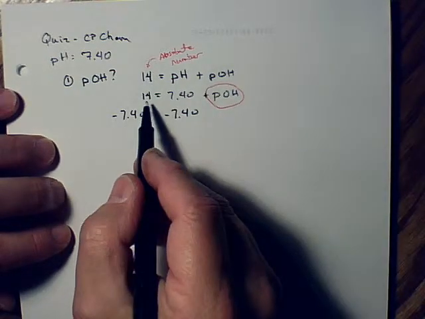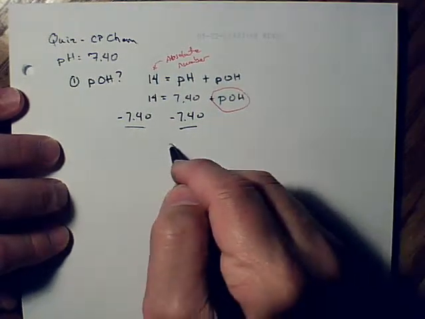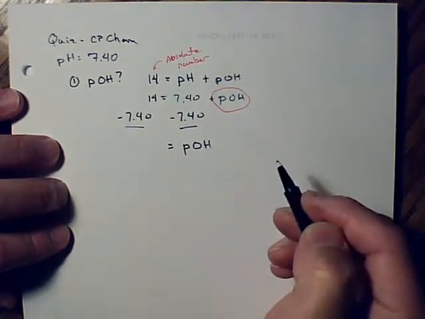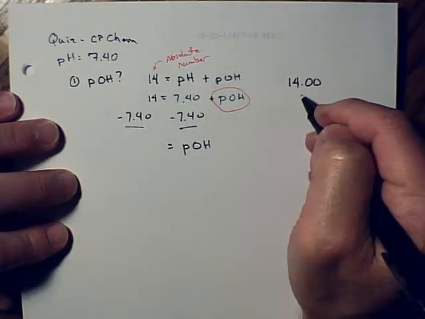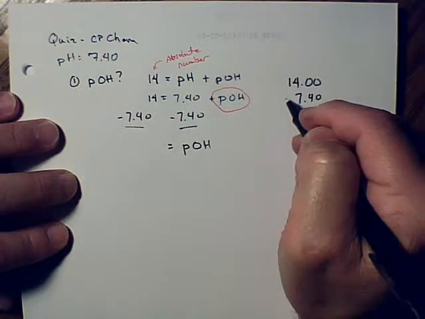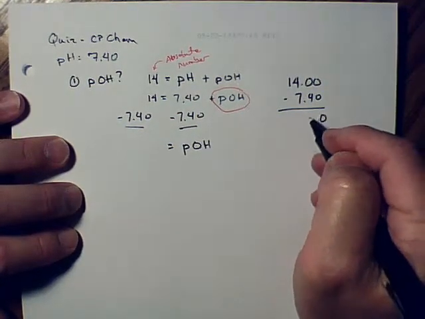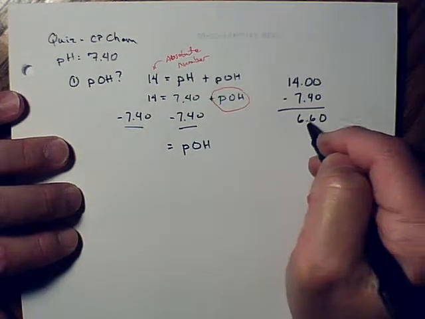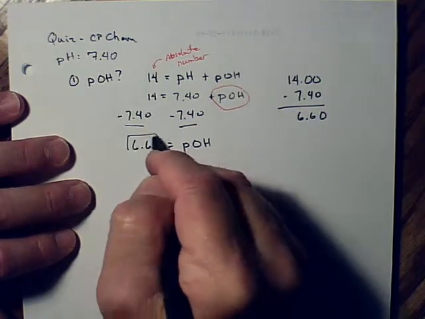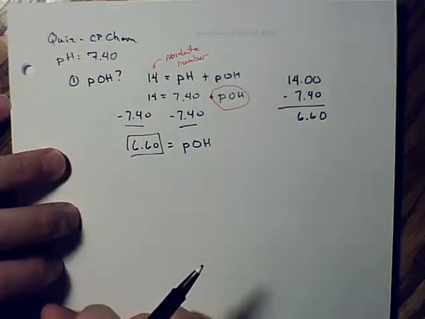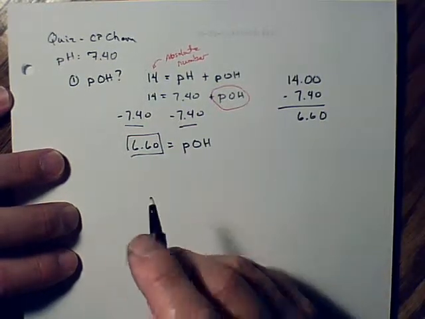Now the thing to remember is 14 is an absolute number. And this is going to just give us 0, which basically means it goes away. So we end up with pOH on this side. And to properly subtract 7.40 from 14, you need to remember that you can put as many zeros as you want. So we got 0, 6, and I believe this comes out to be 6 here. And so therefore the pOH is going to be 6.60. That's how you show all your work. You've justified your answer when you show all your work.